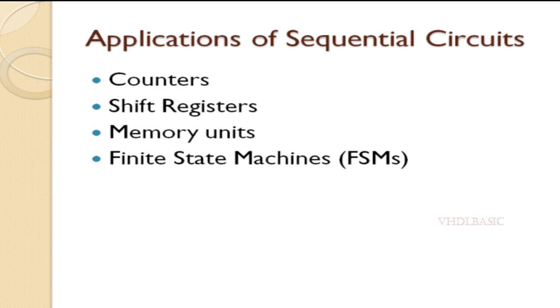Let's compare combinational circuit and sequential circuit. Combinational circuits are digital circuits where the output depends only on the current input value. In the case of a sequential circuit, it depends on the past state of the circuit or the previous output as well.